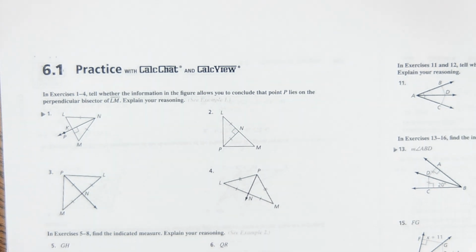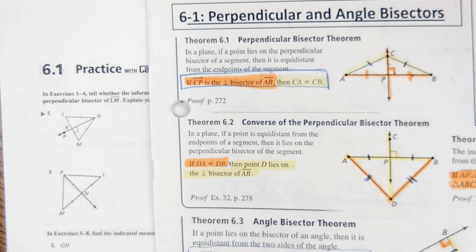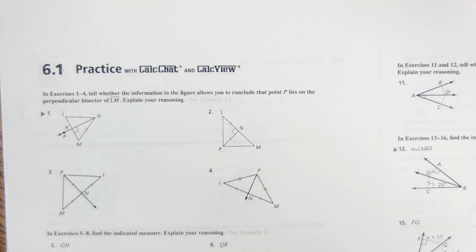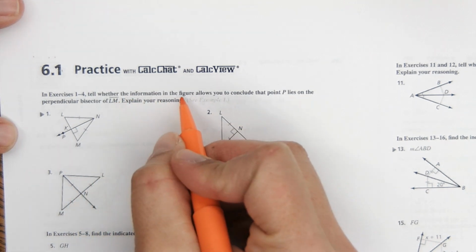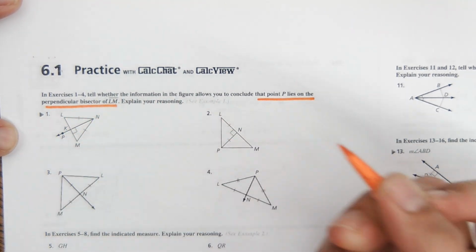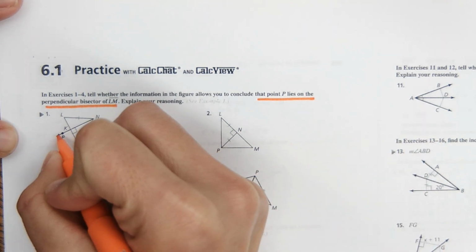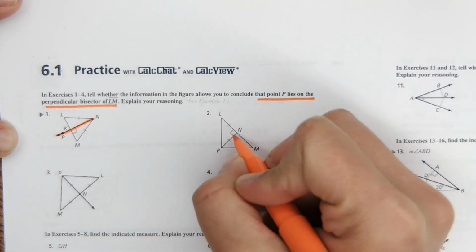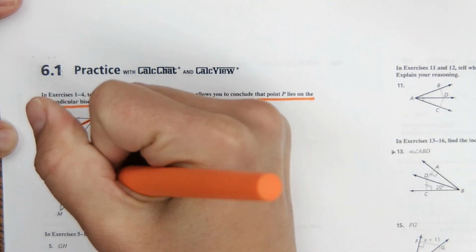Okay, so for these practice problems, they just ask you questions pertaining to what we just saw. So I kind of have my notes over here too that I'll reference as well. So here it says, tell whether the information in the figure allows you to conclude that point P lies on the perpendicular bisector of LN. So we're trying to determine whether this line here is a perpendicular bisector.